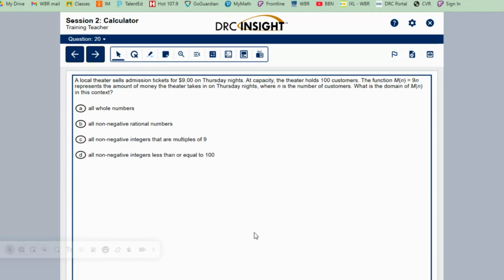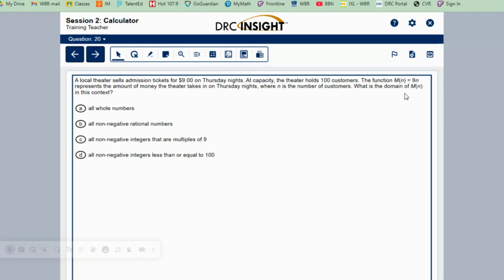All right, number 20 says a local theater sells admission tickets for $9 on Thursday nights. At capacity, the theater holds 100 customers. What's that at capacity mean? That's the most it can hold. So when it's full, it has 100 customers. The function M of n equals 9n represents the amount of money that the theater takes in on Thursday nights, where n is the number of customers. What is the domain of M of n?